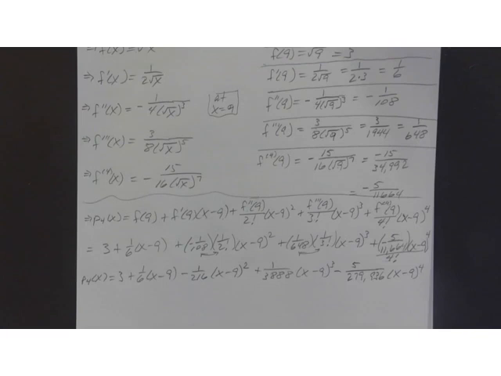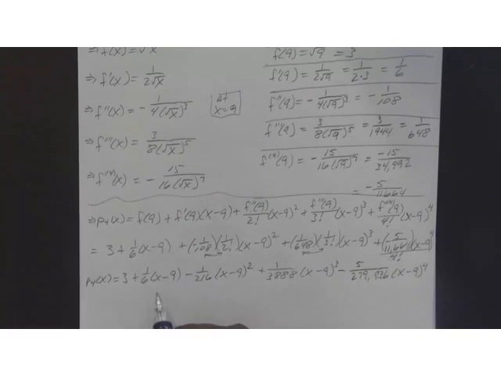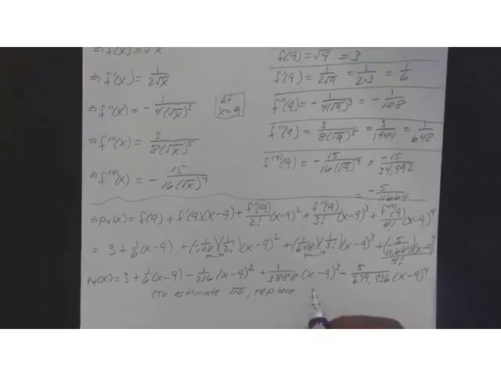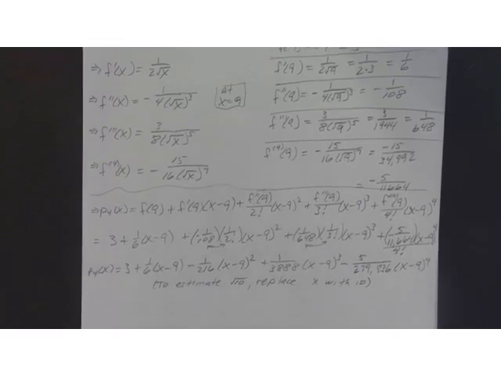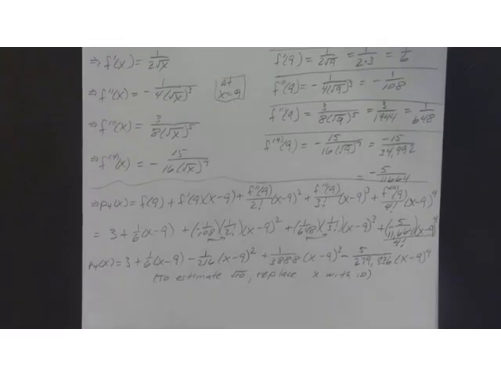Okay, so we want to use that to estimate the square root of 10. Remember, to estimate the square root of 10, just replace x with 10. Because remember, your f of x is already square root of x. So you're not going to replace x with square root of x, because that would be the square root of a square root of x. So you're just going to replace x with 10.